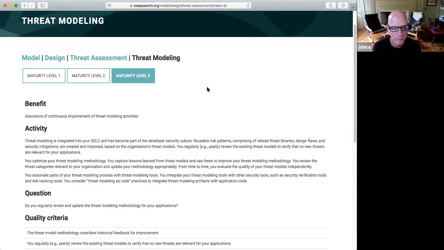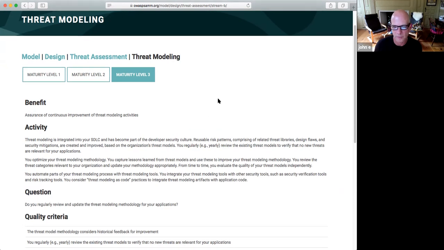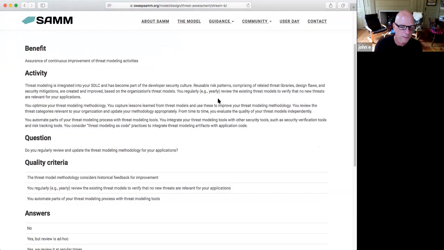You automate parts of your threat modeling process with threat modeling tools. You integrate your threat modeling tools with other security tools, such as security verification tools and risk tracking tools. You consider threat modeling as code. There we go. Practices to integrate threat modeling artifacts with app code. So do you regularly review and update the threat modeling methodology for your applications? Consider historical feedback for improvement. You regularly review. There's an annual cadence to it to verify no new threats are relevant. And you automate parts of your threat modeling process with threat modeling tools.